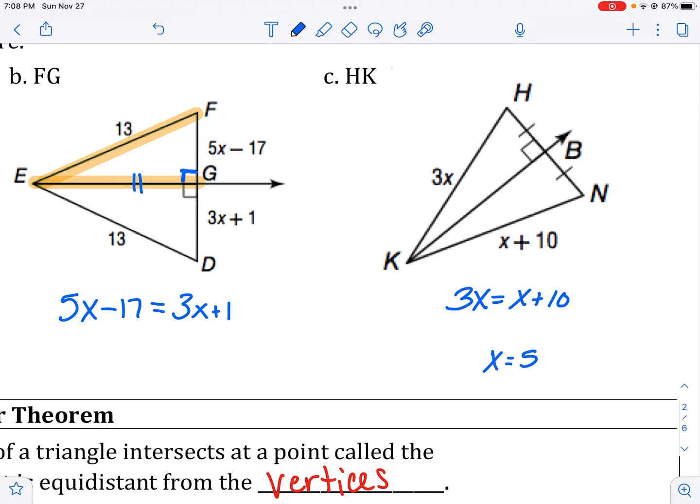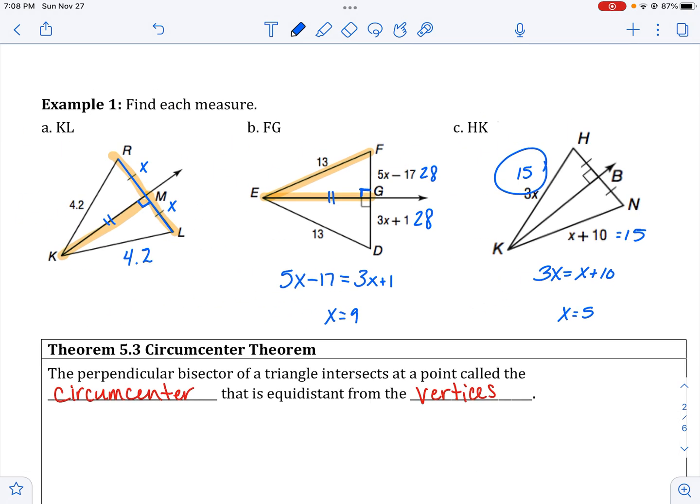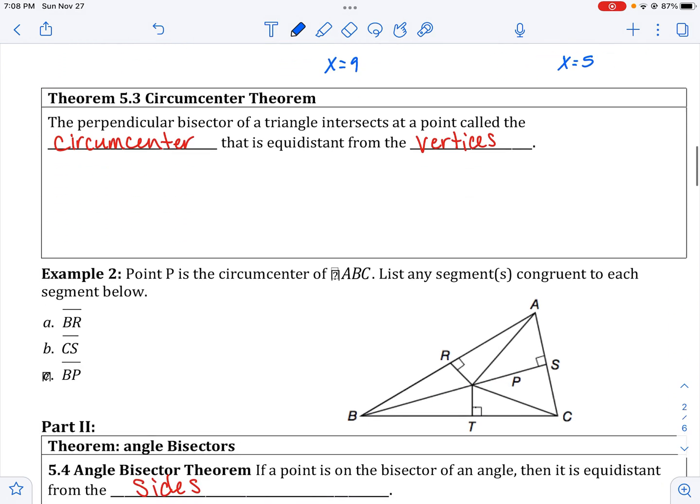So x would have to be 5, or x would have to be 9 here, and you could plug that back in and get 28 and 28 and 15 and 15. So you've got some options there.